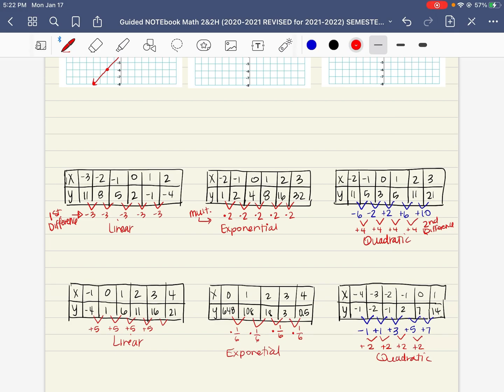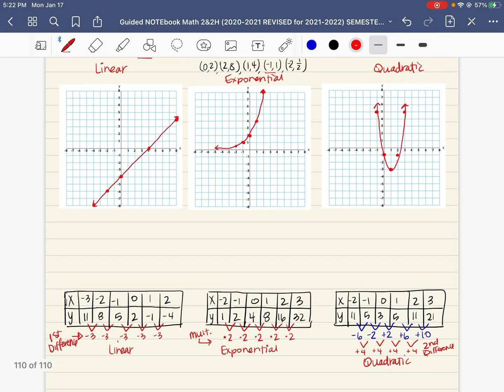Okay, so you're going to practice this skill, and then in the next video, I'm going to talk about how we would actually create the equations to represent those functions.